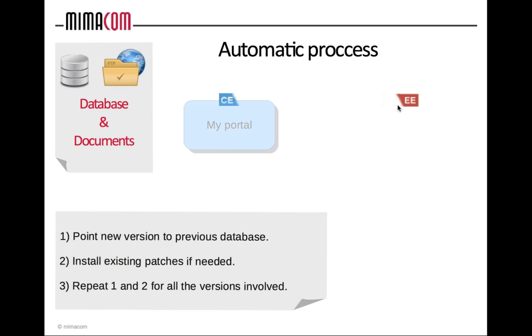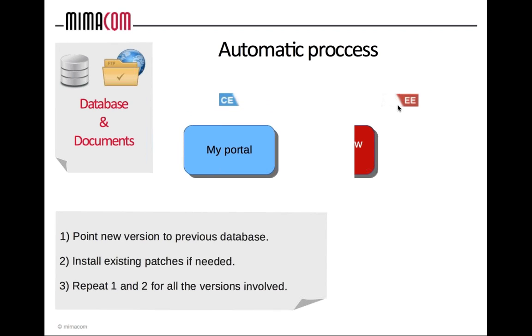And the last thing that you need, if you are not only migrating from CE to EE, if you are doing this migration for a newer version of Liferay, you will need to repeat steps 1 and 2 for all the versions involved. In the case of our demo, we need to do these steps 1 and 2 again for Liferay to get our target of Liferay 6.2.